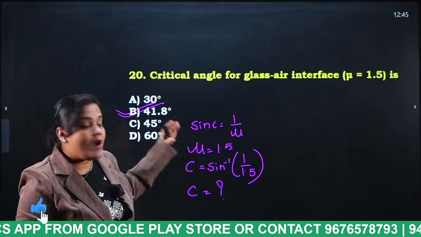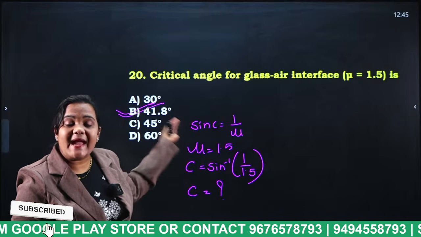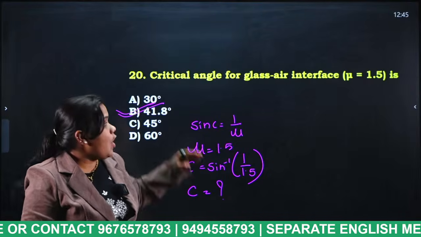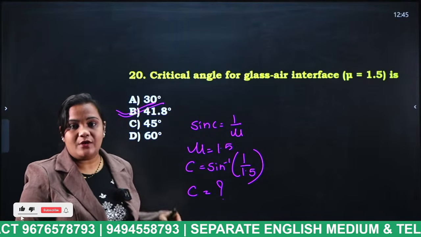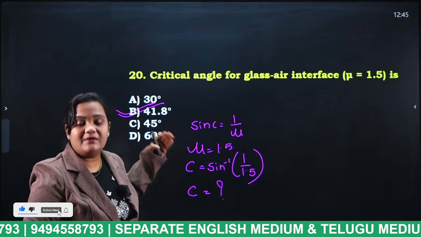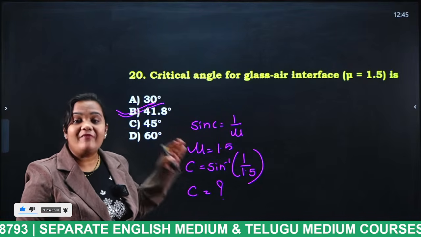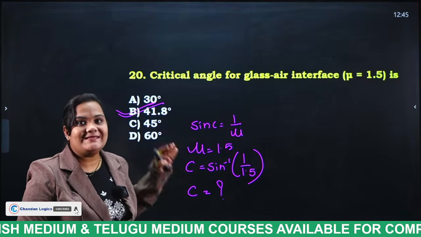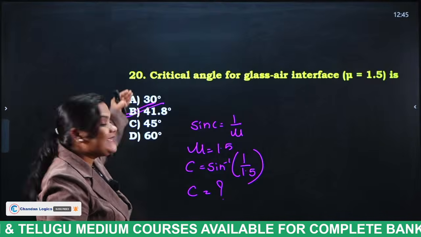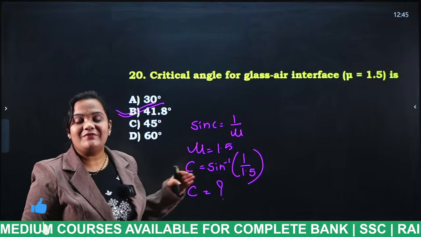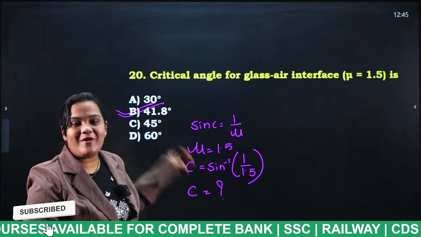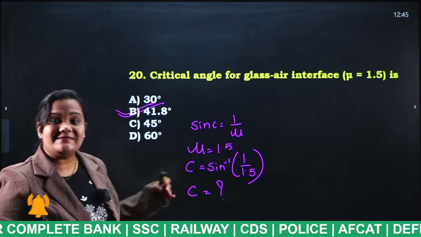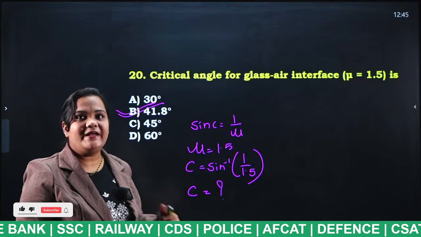So what is the formula for the critical angle, student? Sin C is equal to 1 by mu. Mu is nothing but refractive index. They have already given you the refractive index value. If you substitute this value in this formula, you can easily get the answer. So 41.8 is the correct answer. Why? Because from all the given options, the only option which is having a decimal is 41.8. I think you have guessed in that way. Sometimes our guesses become correct. Very good, students.